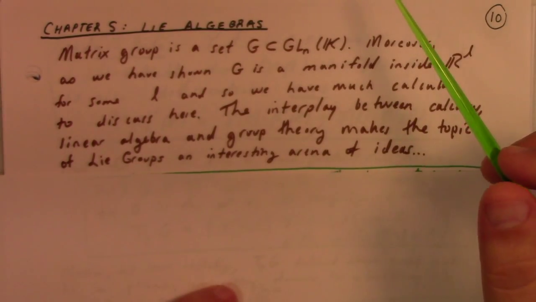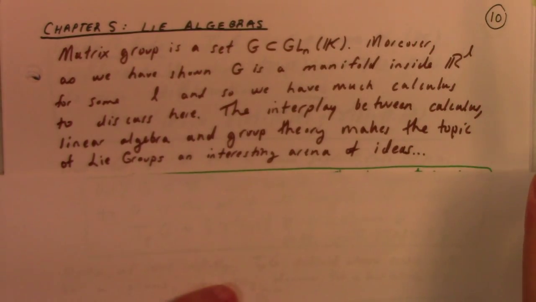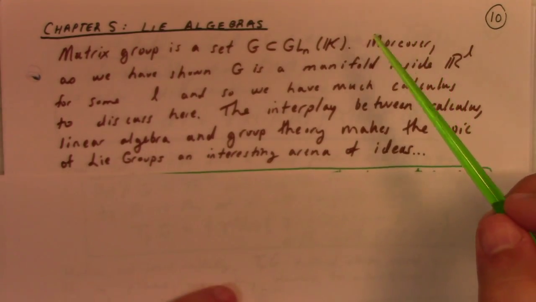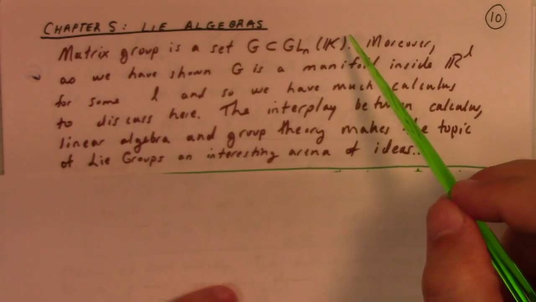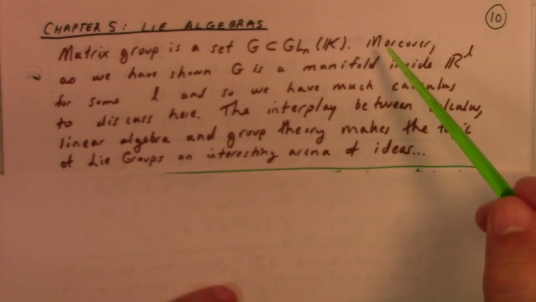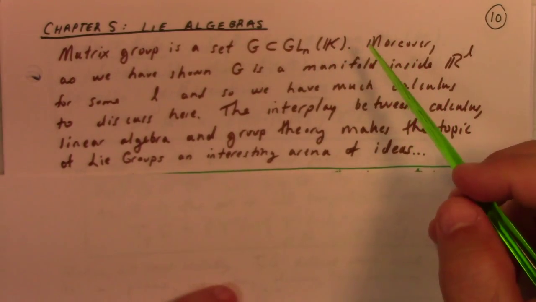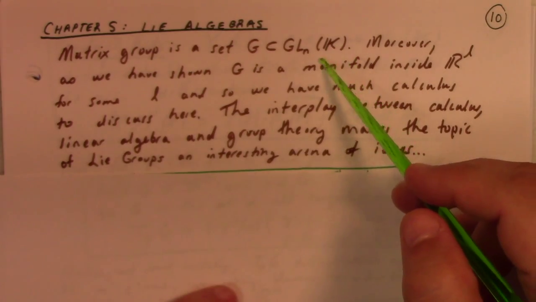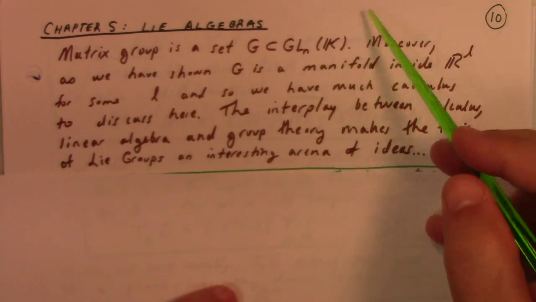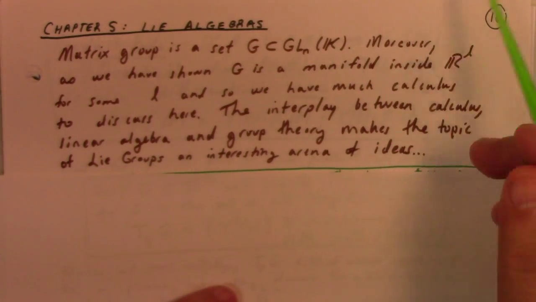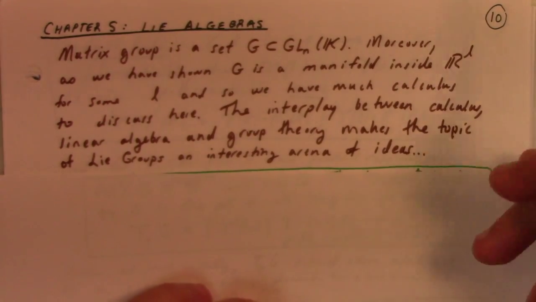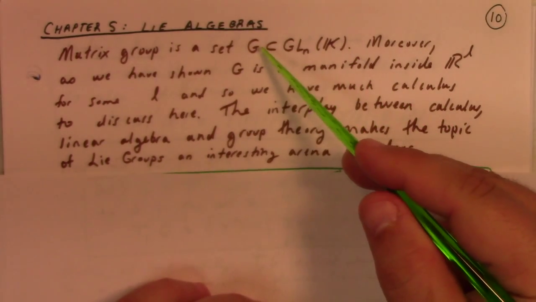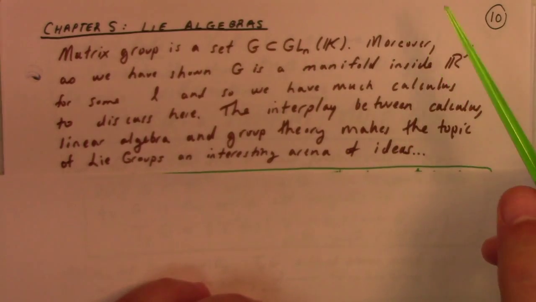Okay, so a matrix group is a subset of GL_n(K). It's a subgroup of matrices, and we're going to think about it fitting inside the general linear matrices over K. Here, K could be the reals, the complexes, or the quaternions, and there's a natural way to give G a manifold structure.